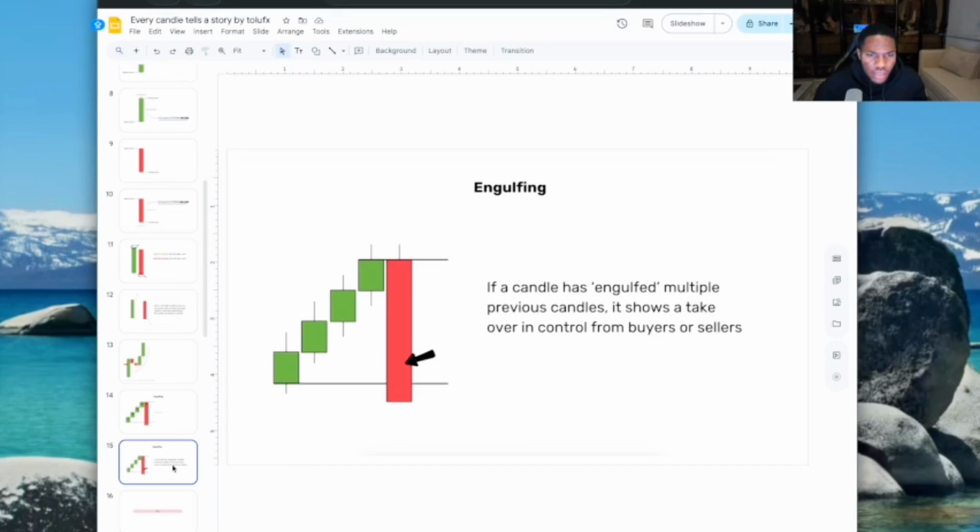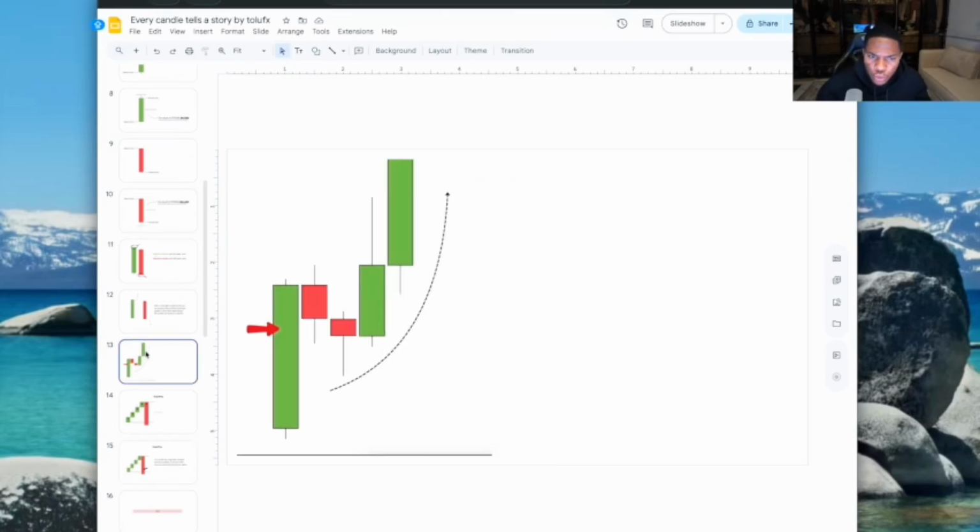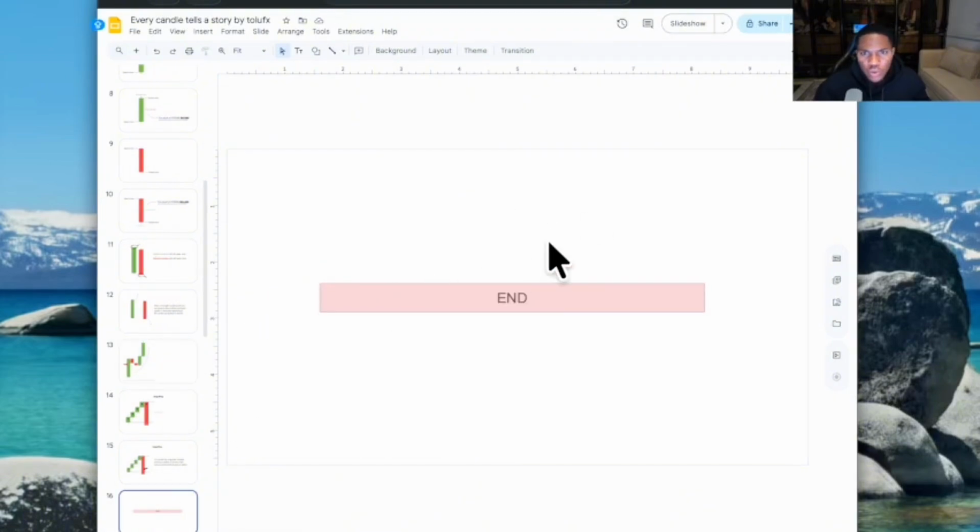So now we can see a perfect example. If a candlestick has engulfed multiple previous candles, it shows a takeover in control from either buyers or sellers. The reverse is the case if it was buyers, just like the example I showed you. So this is the end of this particular strength candlesticks. So make sure you apply this to your chart.